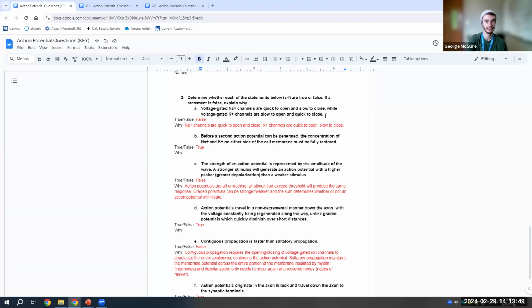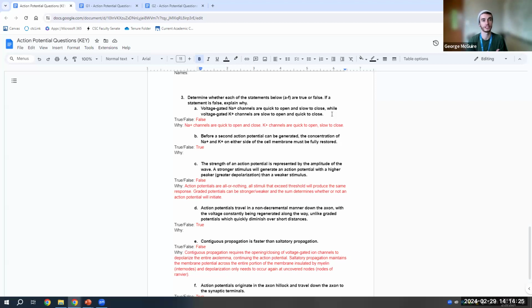So part A states that voltage-gated sodium channels are quick to open and slow to close, while potassium channels are slow to open and quick to close. Both types of channels are very quick to open. They respond to voltage. So as soon as the threshold voltage is reached, that channel is going to open quickly. Sodium channels are quick to close, but potassium channels are slow. So the sodium channels all close very, very quickly as we reach that +30 peak. But potassium takes a little bit longer, and that's why we get that hyperpolarization.